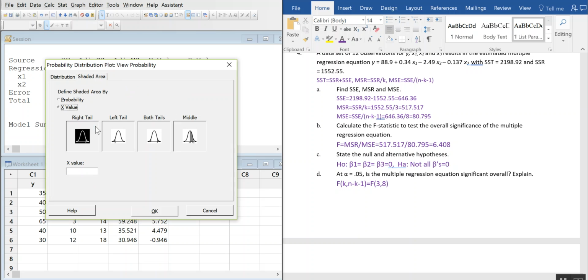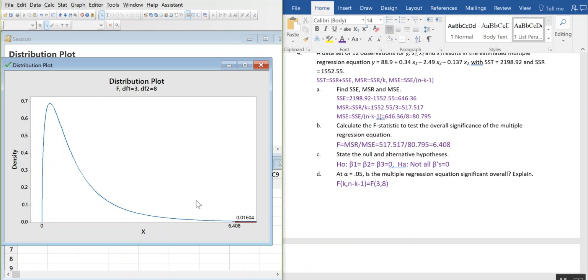And I want to do x value, and I want to do a right tail, because remember, all F tests are right tail tests, and I'm going to put in the F statistic to figure out what's above it. 6.408. We're going to hit OK. Ooh, that's super tiny. So from using this distribution, we know that the probability that F is greater than 6.408 is going to be 0.1604. So there you go.